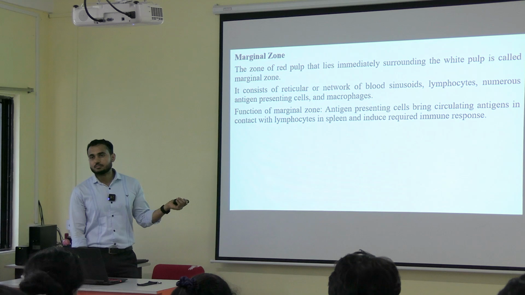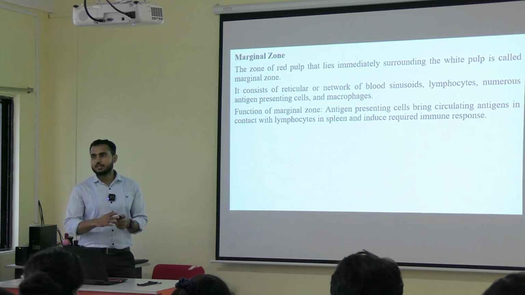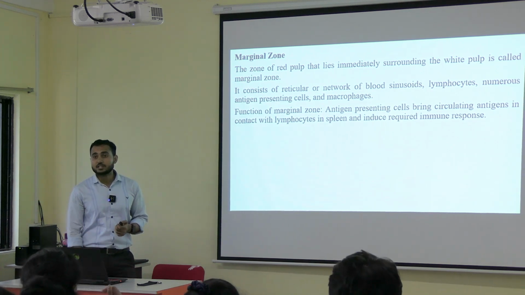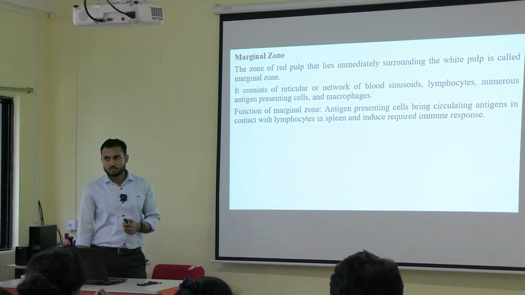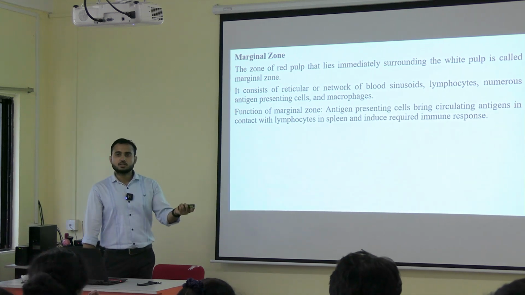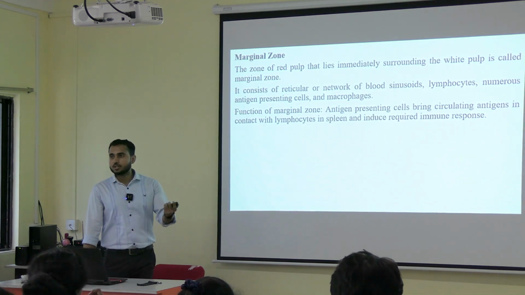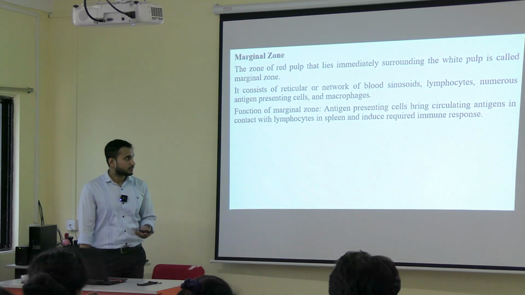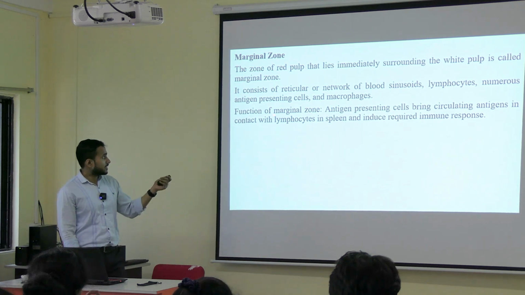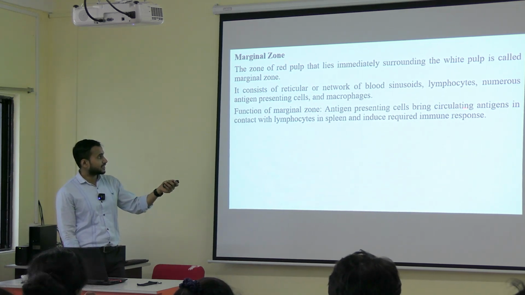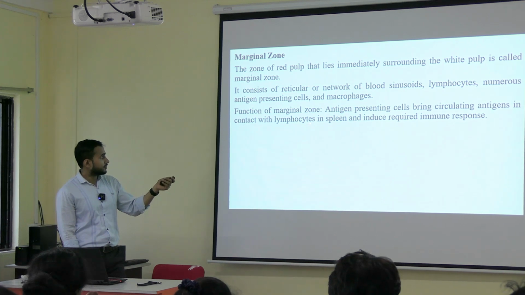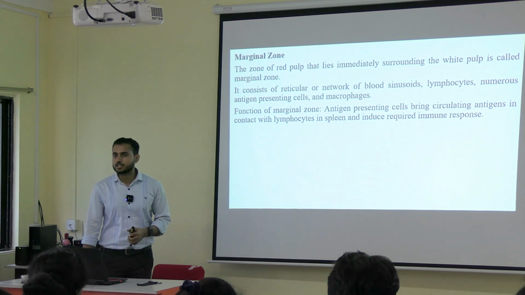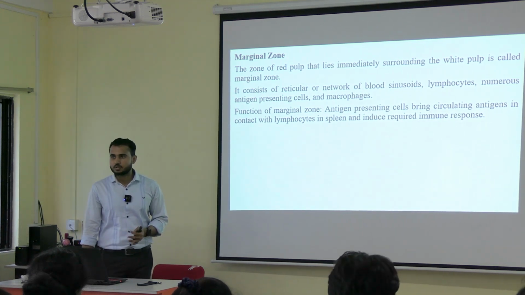Next, marginal zone, which is present in between the red pulp and white pulp. Marginal zone का function क्या है? Antigen presenting cells are present, which will carry the antigen and expose it to the B lymphocytes, so that the antibody can be produced. As you can see, function of marginal zone: antigen presenting cells circulating antigen in contact with lymphocytes in spleen and induce required immune response. To produce immune response, this marginal zone is very important.